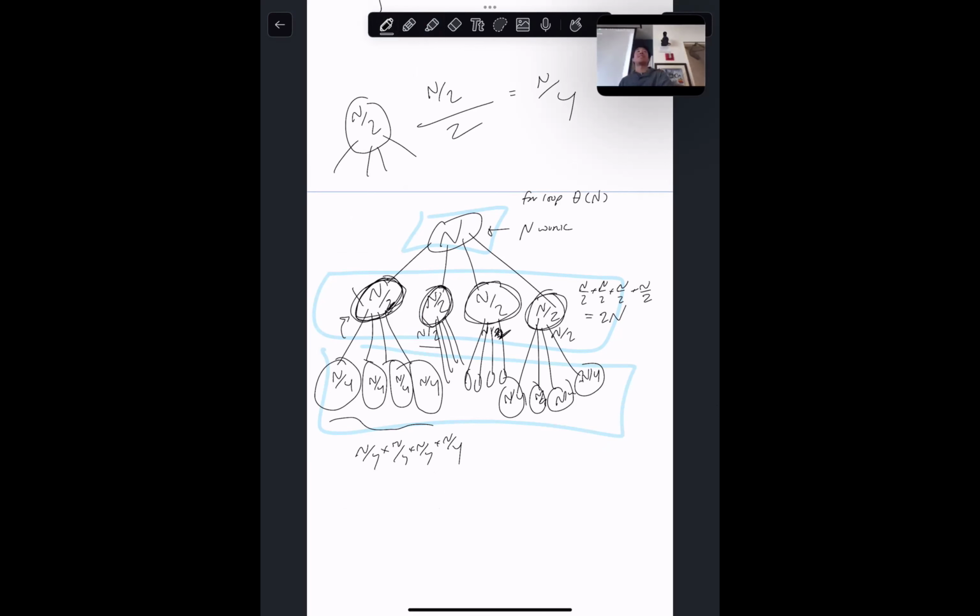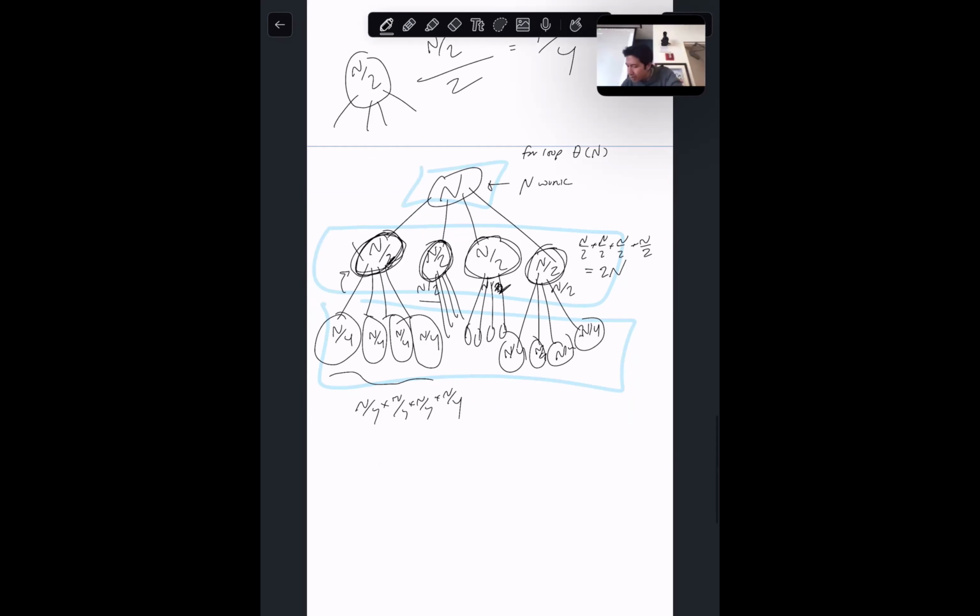There's a lot of redundancy happening. I know I have to do this for every single nest that I have in here. I have n over 4 plus, or 4 times, for this nest. I've got to do the same thing for this nest, and this nest, and this nest, for the purpose of finding out how much work I am doing at this level. So let's see. We know that this first nest is n over 2.